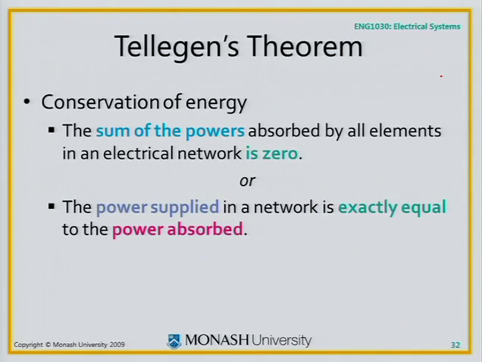It means the power supplied in the network is exactly equal to the power absorbed. So you'll actually use that in an example tomorrow afternoon to solve for a missing voltage or current in the circuit. Are there any questions about Tellegen's theorem? Hopefully that makes intuitive sense. In a closed circuit, the sum of the powers absorbed must be equal to 0.